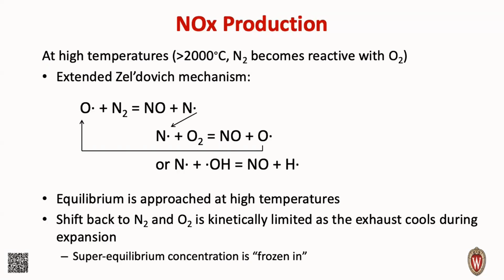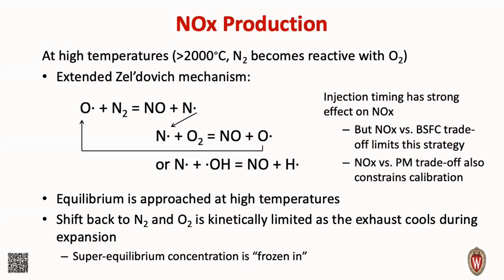But that process of shifting back towards the nitrogen and oxygen is kinetically limited as the exhaust cools during expansion. So the problem is, you reach these high temperatures, you drive the reaction forward, you get a lot of NO formation, and then as you might be trying to equilibrate and drive some back towards N2, you start the cooling and you drop below the active temperature for this reaction. So that concentration in excess of equilibrium, the so-called super equilibrium concentration, is essentially frozen in by the temperature drop.